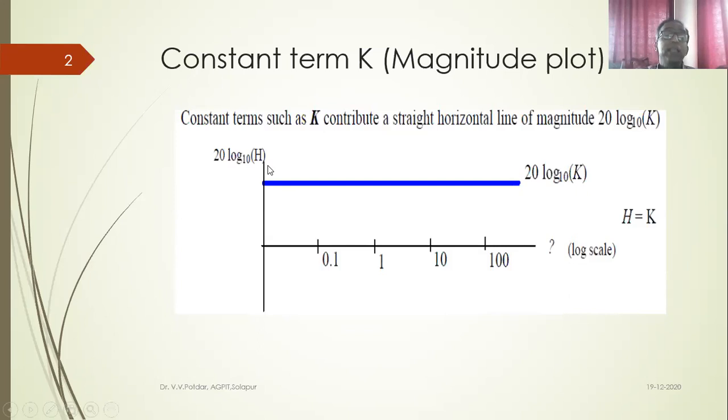We saw in the last class what a decibel is. 20 log to the base 10 of that factor is the decibel value of that magnitude, isn't it? So 20 log to the base 10 of k, whatever the number is. If that number is, let us say, 10, then log of 10 to the base 10 is 1. So 20 into 1 is 20. So 20 decibel will be the value corresponding to constant k. That will be the magnitude in decibel.